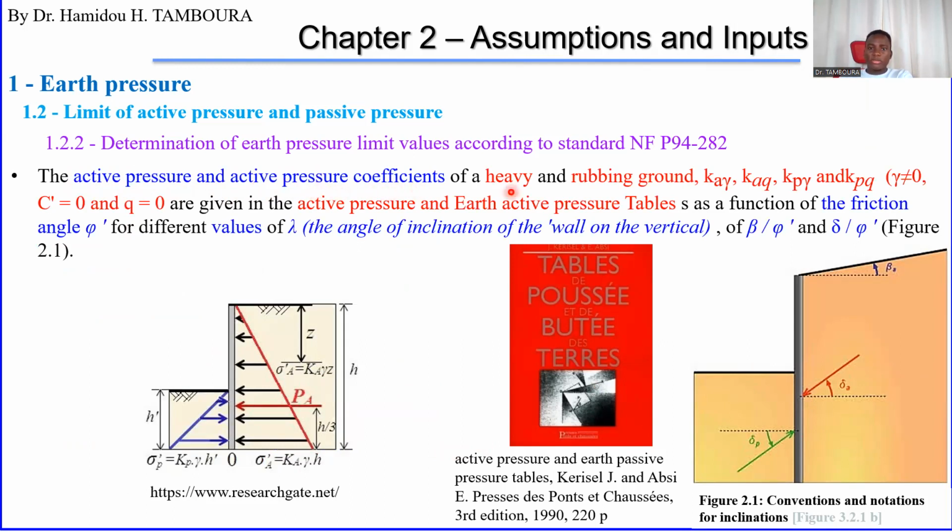This is the coefficient of heavy, and this rubbing ground means the friction ground. Heavy means the soil has unit weight. So you have Ka gamma, Q, Kp gamma. All these values are in this book. For this time, we will not go deeper into these values, but next time we will talk about them in more depth. But you can find them in this reference.